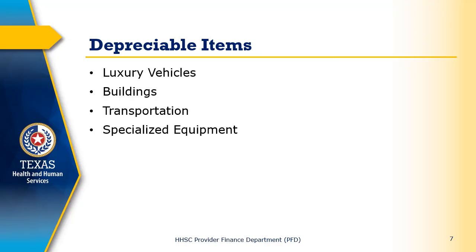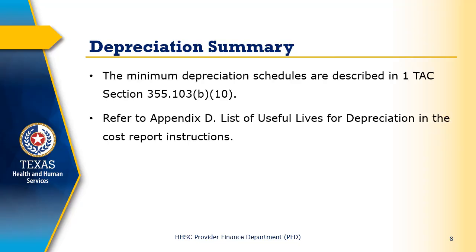It's important to note that specialized equipment added to a vehicle to assist a client should be depreciated separately from the vehicle itself. For instance, wheelchair lifts, which are commonly used, have an estimated useful life of 5 years, requiring appropriate depreciation calculations. For more examples of depreciable items, please review the cost report instructions.